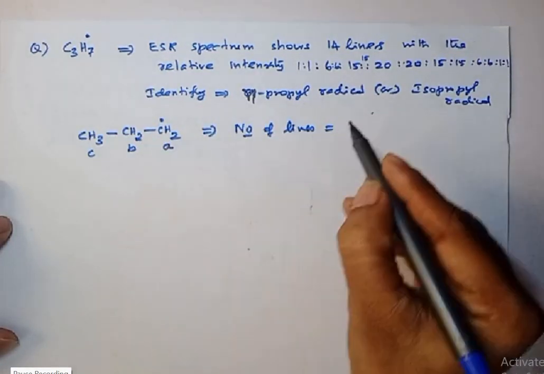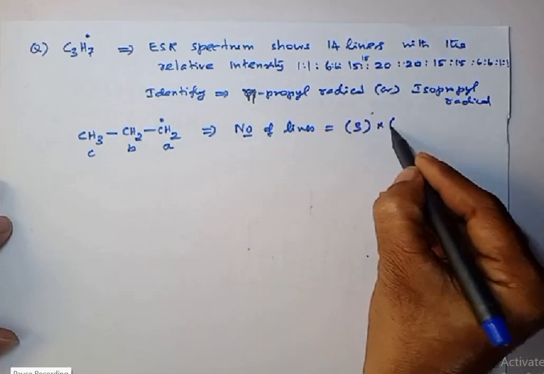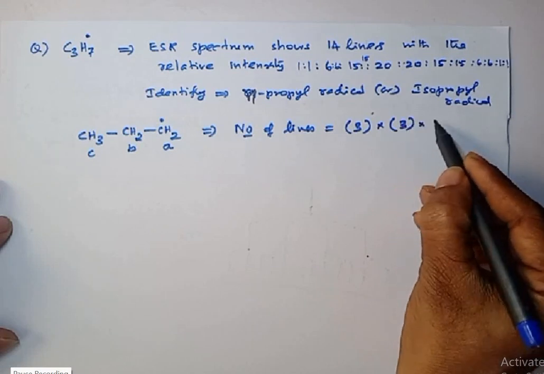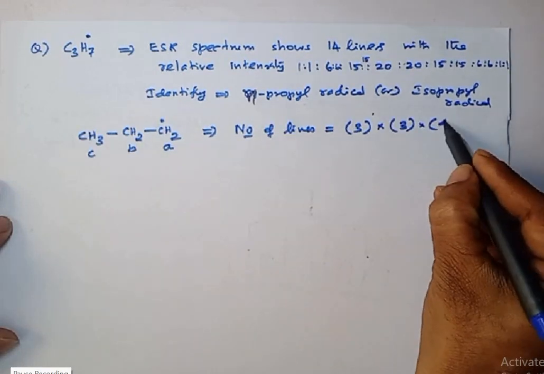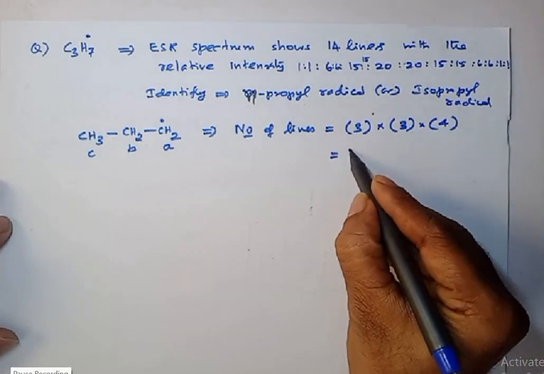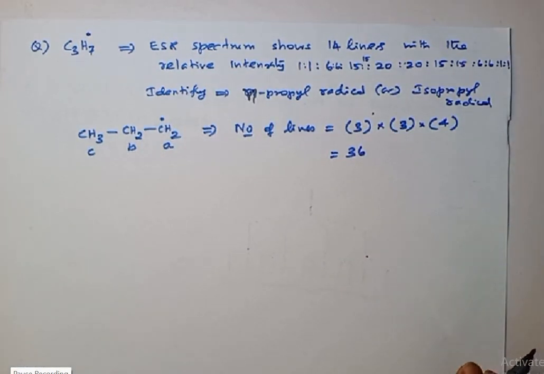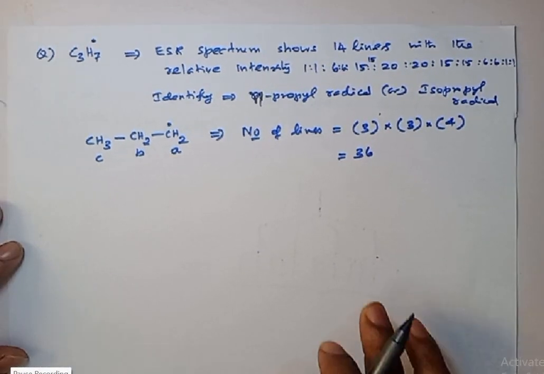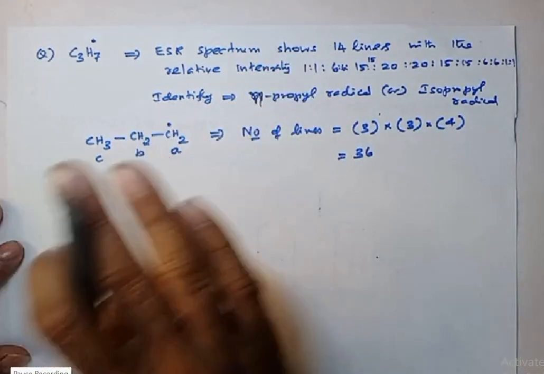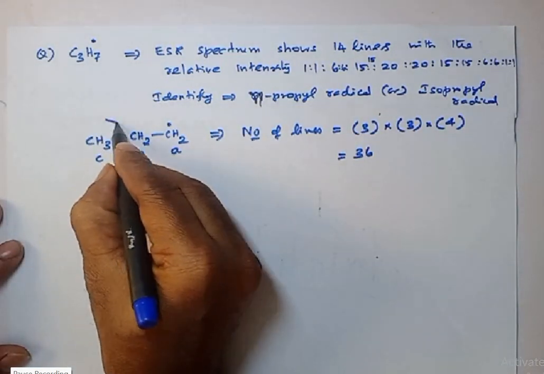For these 2 protons, if I apply the n plus 1 rule, 2 plus 1 is 3. Then for the next protons, n plus 1 rule, 2 plus 1 is 3. Then the next one, 3 plus 1 is 4. So 3 times 3 is 9, 9 times 4 is 36 lines. Am I right? This implies that the ESR spectrum is not due to n-propyl radical. So n-propyl radical is not the correct answer.